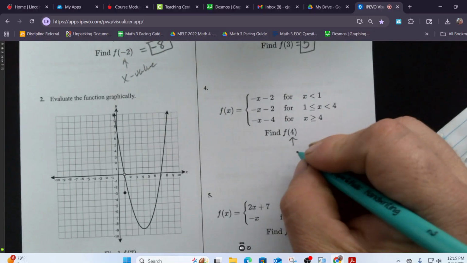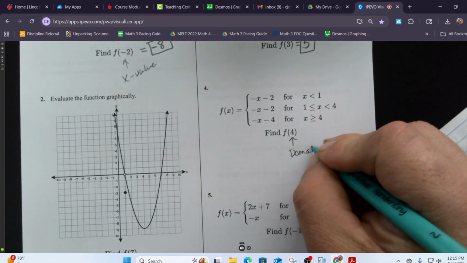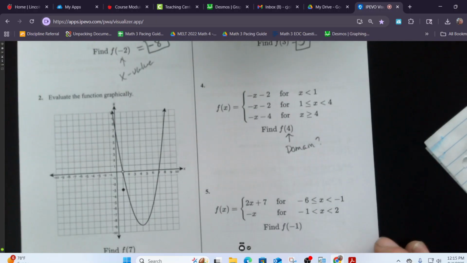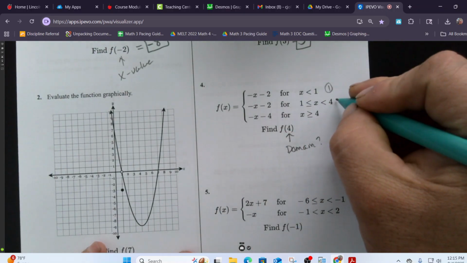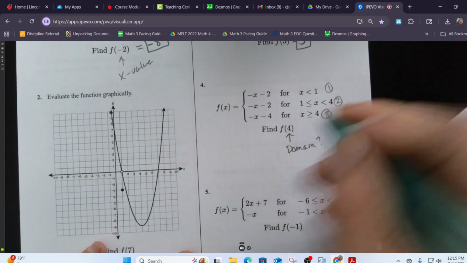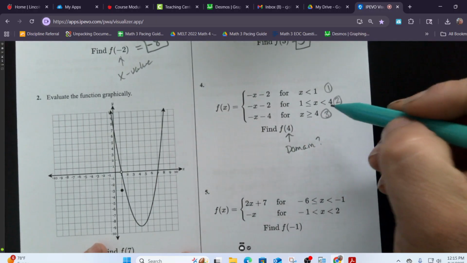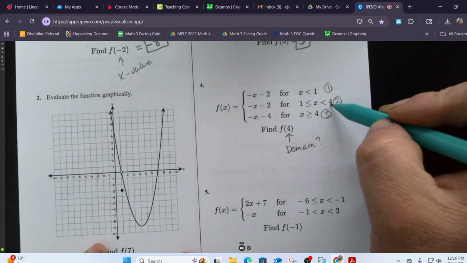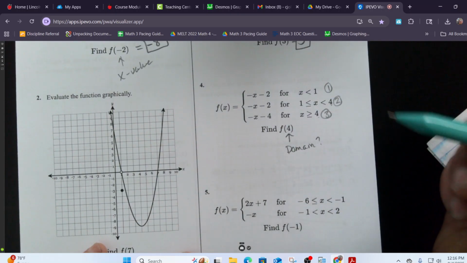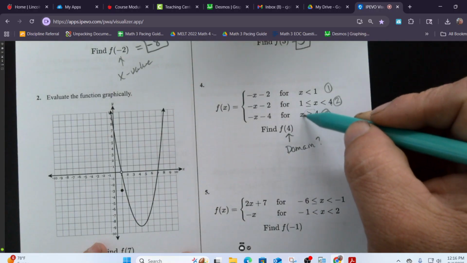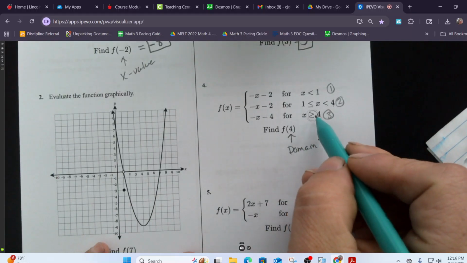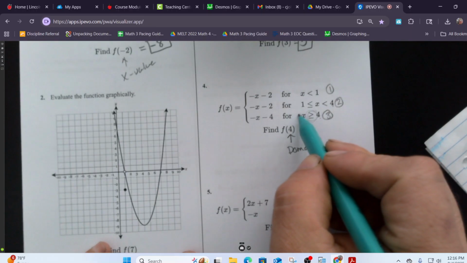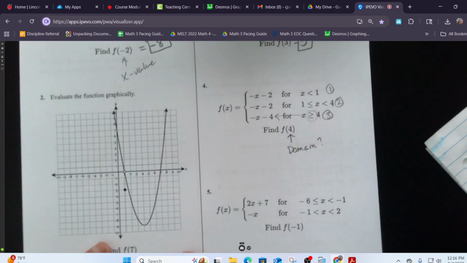Guys, first of all, you need to find out which domain this number fits into. We'll call this domain 1, domain 2, and domain 3. Notice this number's in 2 domains. What you want to look for is the one that has the equal to inequality, which is here. If it's in 2, look for your equal sign. Now, remember, all you're going to do here is go to the function directly to the left.